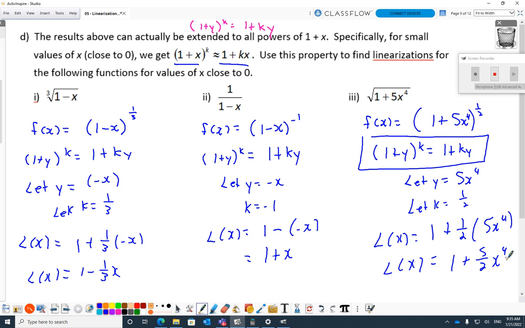So does the linearization equal 1 plus kx or 1 plus x to the power of k? The linearization of the function 1 plus x to the k is 1 plus kx. That's the shortcut for the linearization. You can go through the other steps I did in the previous slide, but that's a shortcut that can be generalized and used.